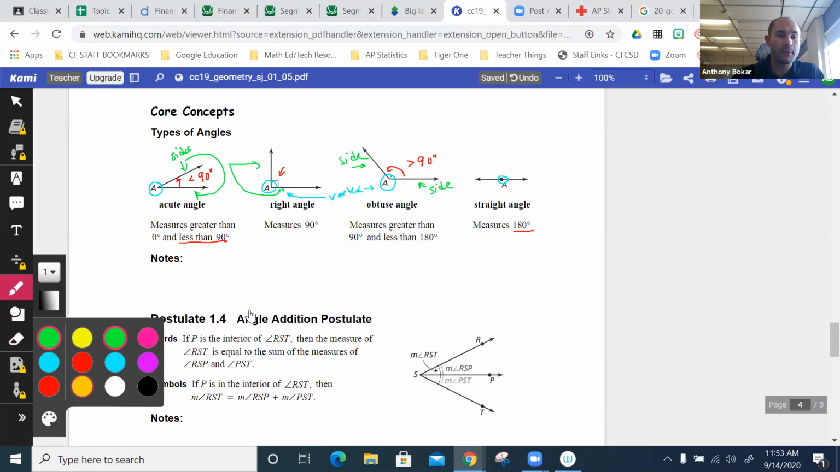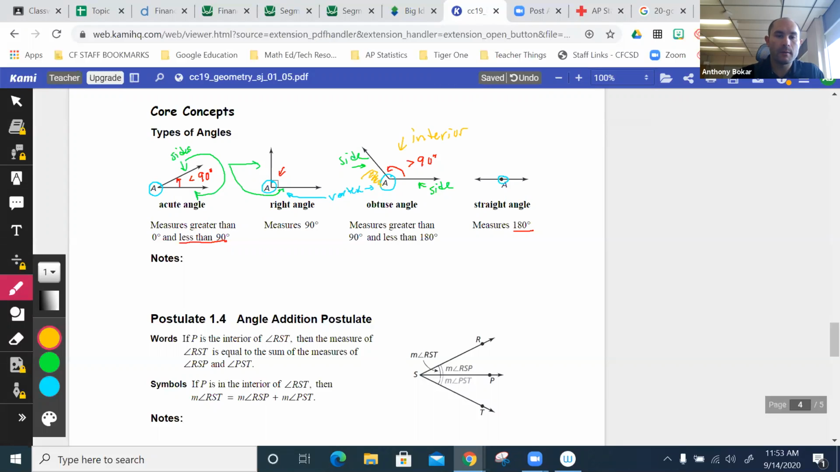The interior of the angle is the area in between those two rays, okay? So this is the interior. And then all of this stuff out here is the exterior. Then all of the stuff outside would be exterior to the angle. So all of that stuff out there is exterior. And then we also have the same thing here. It's hard to write, but the interior would be in here. And then the exterior is all this stuff out here.